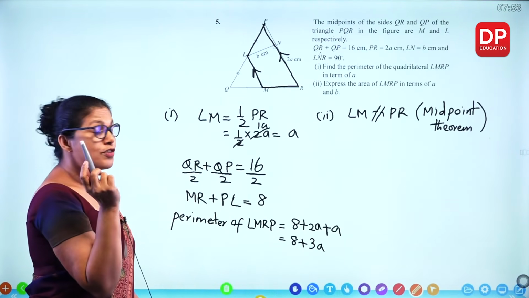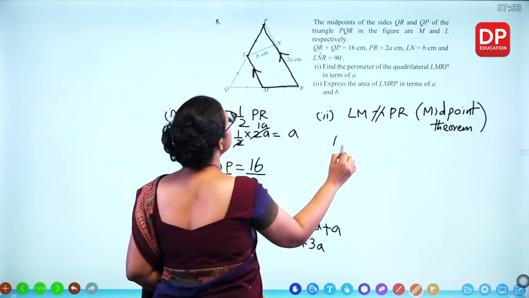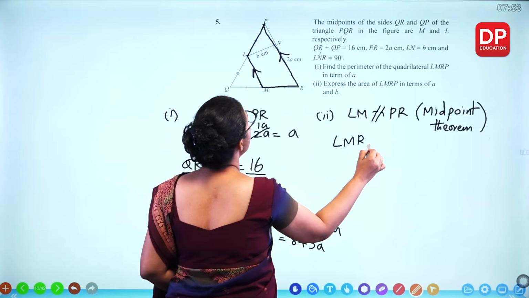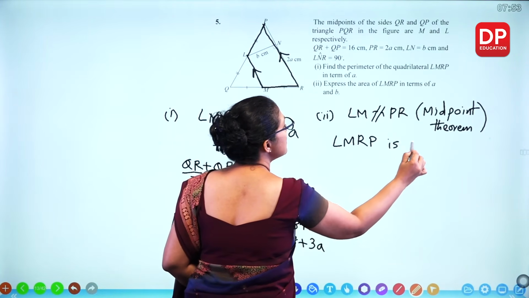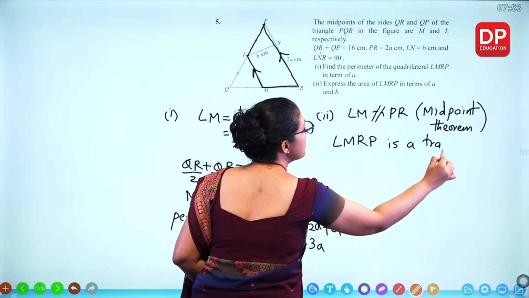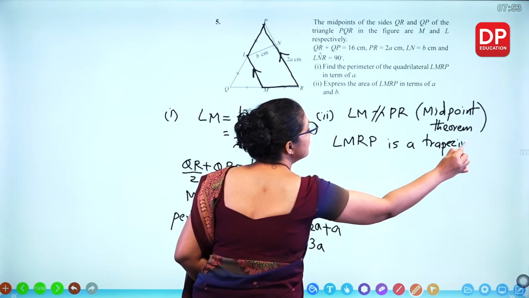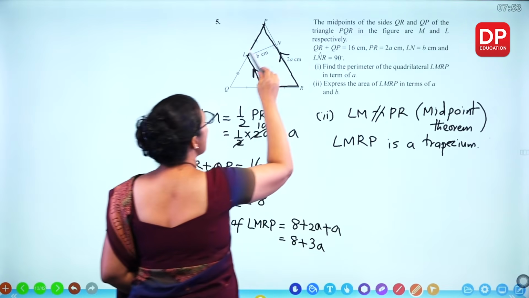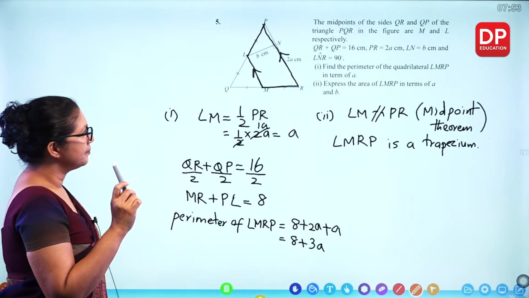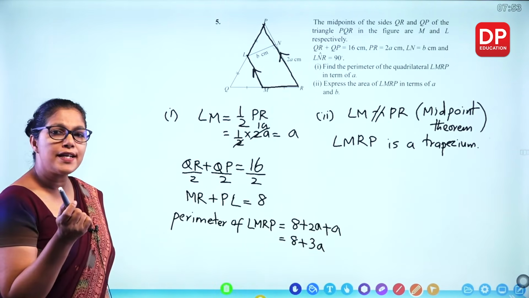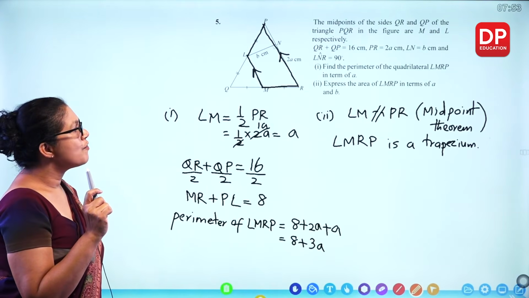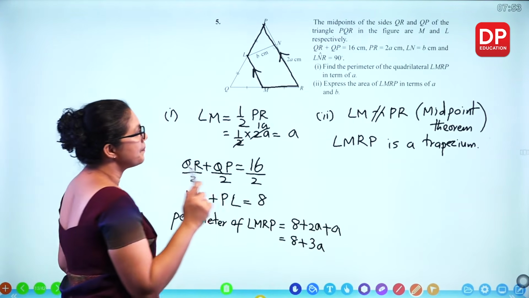So this is a trapezium. LMRP is a trapezium because one pair of lines are parallel. Then how can we find out the area of the trapezium?